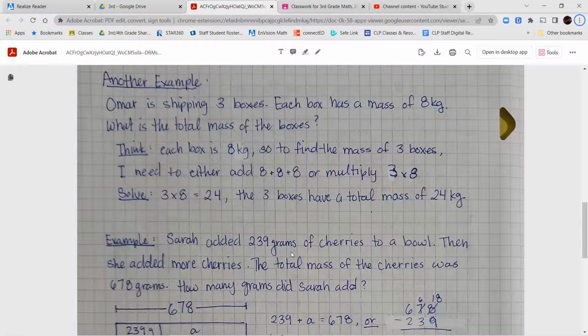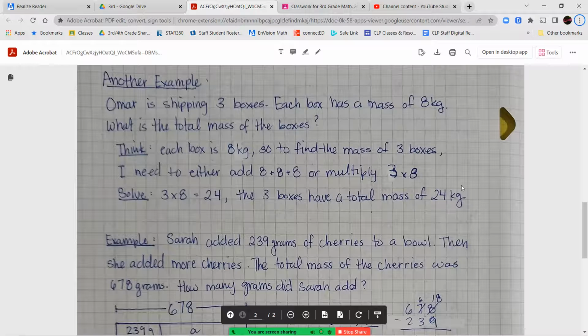So here again, I want to stop and think. Okay, I know each box is 8 kilograms. So to find the mass of 3 boxes, I need to do either 8 plus 8 plus 8, or I need to multiply 3 times 8. If I multiply 3 times 8, I know 3 times 8 is equal to 24. So the 3 boxes have a total mass of 24 kilograms. Remember to always put the unit on your answer.